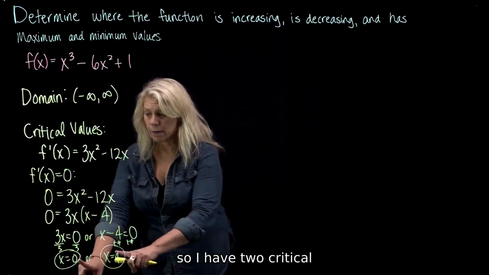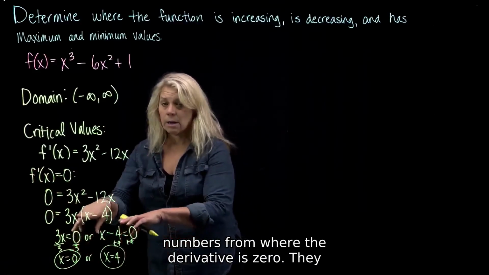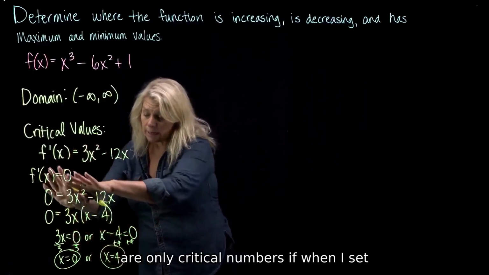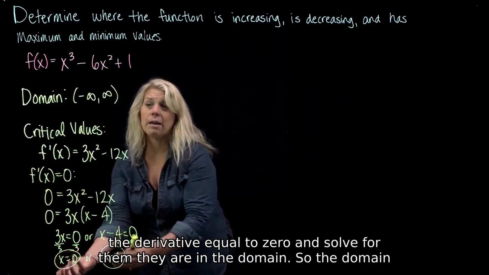All right, so I have two critical numbers from where the derivative is 0. They are only critical numbers if, when I set the derivative equal to 0 and solve for them, they are in the domain.